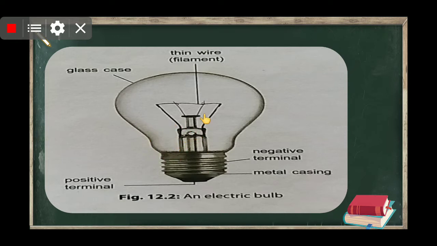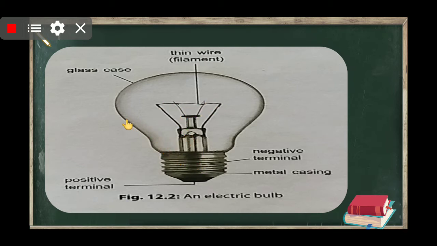Now this thin filament is made of tungsten. Why is it made of tungsten? Why is it not made of some other element? Because the melting point of tungsten is very high. So when the filament gets heated, it does not burn very easily.